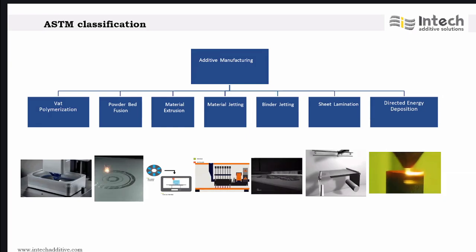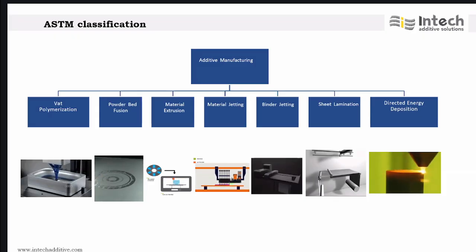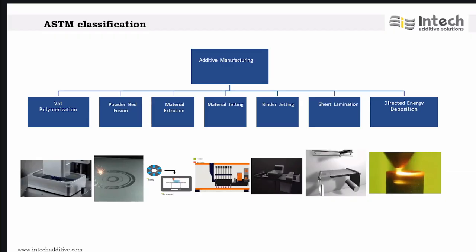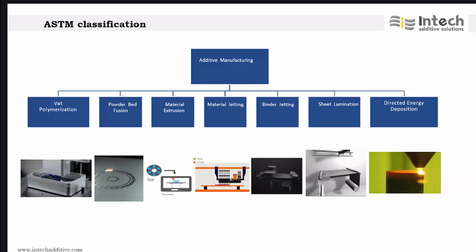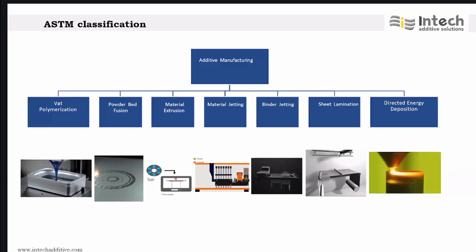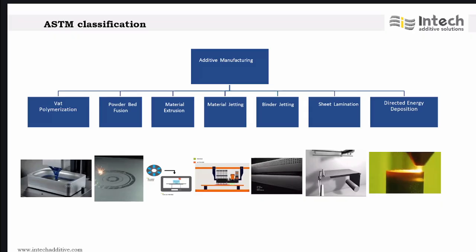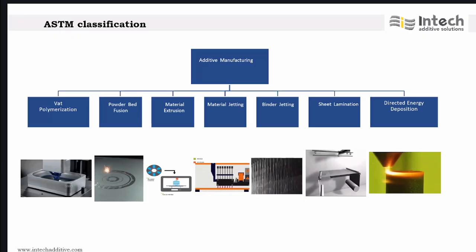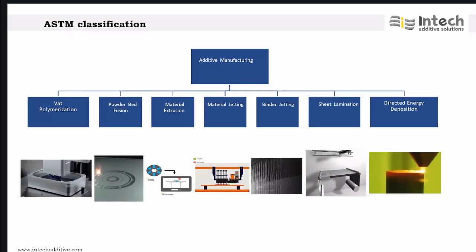And then the binder jetting process. Here we have print heads which deposit liquid binders onto the powder, which tends to bond the particles selectively. It's like the powder bed fusion process, where you have powders with lasers and electron beams. But instead of lasers and electron beams, here you have liquid binders, basically adhesives, to glue the powders together.